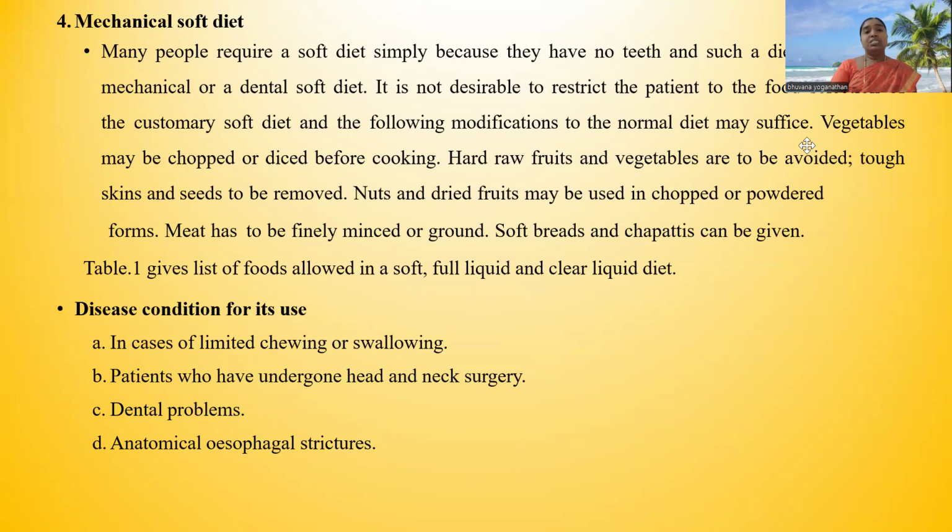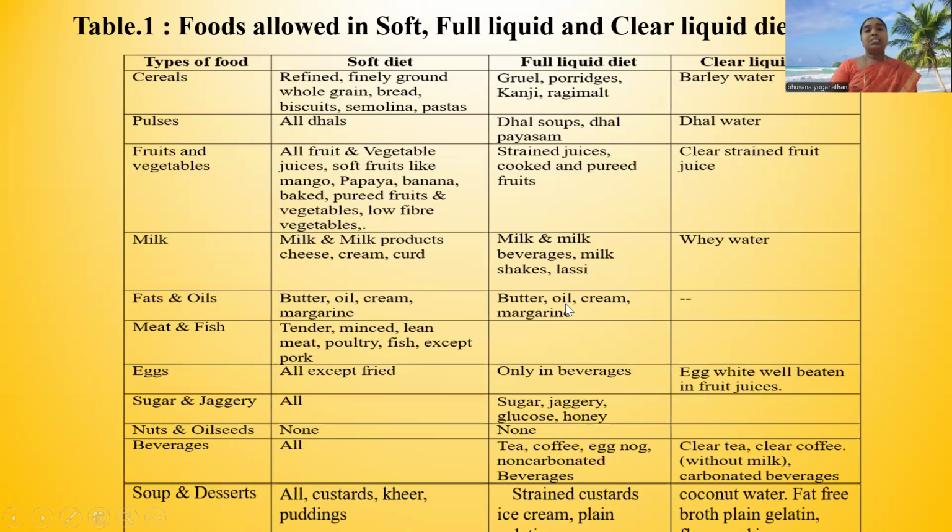In table one, we have discussed the list of foods to be allowed in the cases of soft, full liquid and clear liquid diets. Disease condition uses are in the case of limited chewing and swallowing, patients who have undergone head surgery or neck surgery, patients who have dental problems, and some patients with anatomical esophageal strictures, who can follow this mechanically soft diet. And this is the table which prescribes the food groups, maybe cereal: what cereal to be taken as a soft diet, what cereals to be added in the full fluid, and what in the clear.